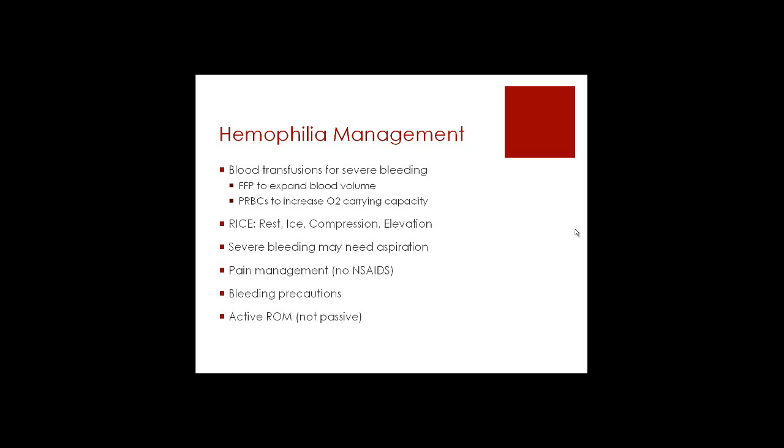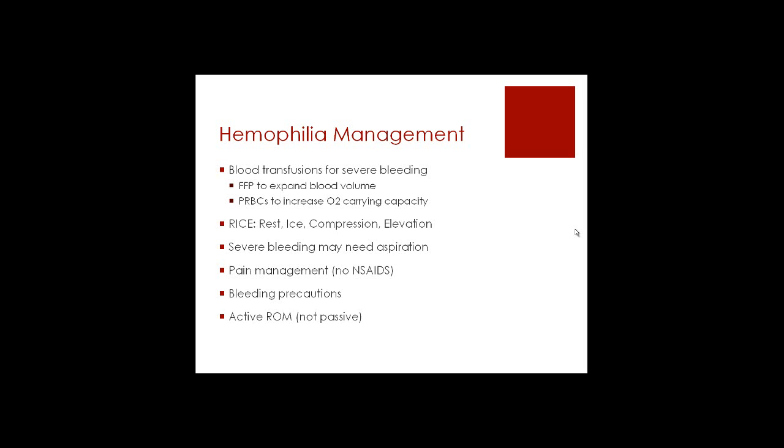Severe bleeding may need aspiration because the body may not absorb it all. For pain management, the biggest thing here is that you cannot give any NSAIDs because we're already having an issue with bleeding. We do need to take breathing precautions and make sure that we're doing active range of motion and not passive. If we're doing passive range of motion, we can cause a rebleed.